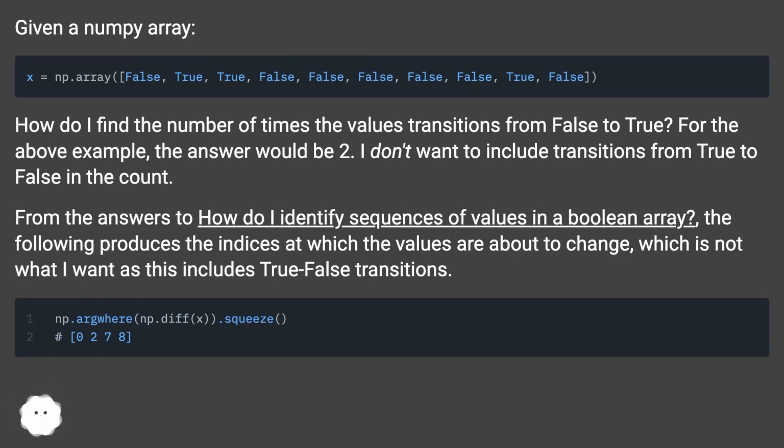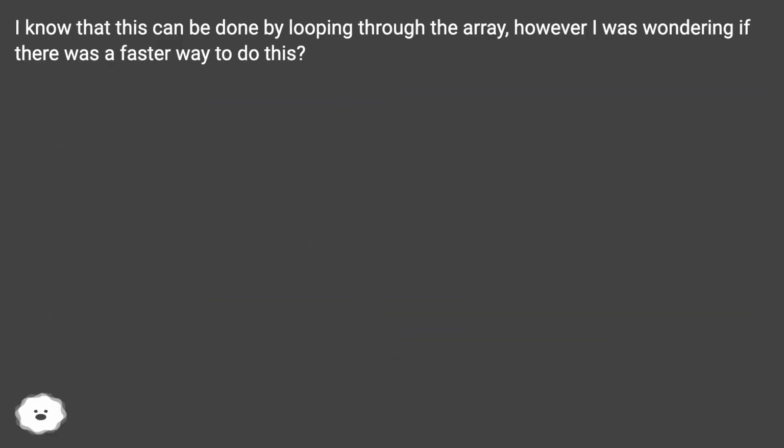From the answers to "How do I identify sequences of values in a Boolean array", the following produces the indices at which the values are about to change, which is not what I want as this includes true-false transitions. I know that this can be done by looping through the array, however I was wondering if there was a faster way to do this?